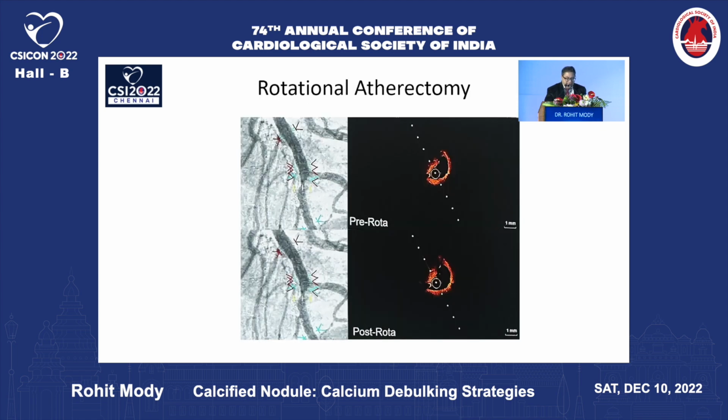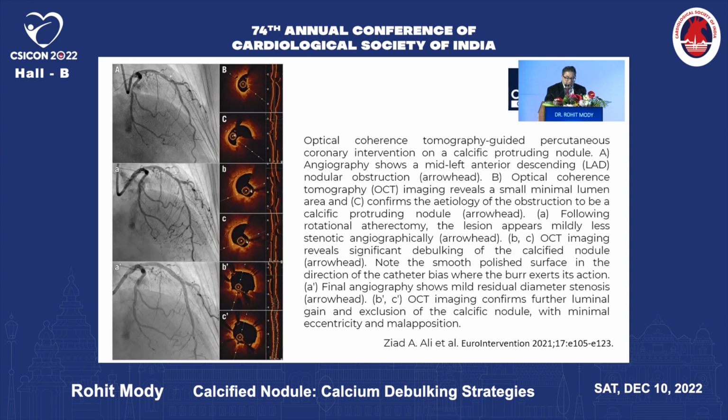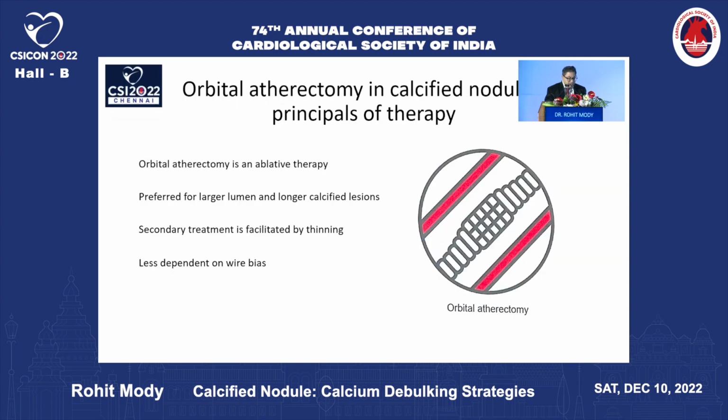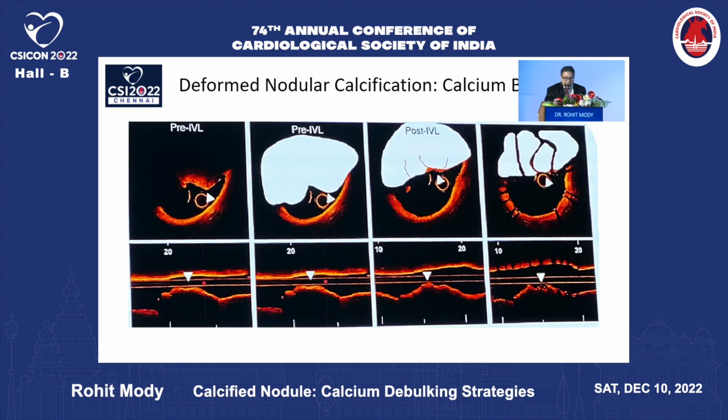This is a case where rotational atherectomy actually failed in a calcified nodule. There was a wire bias away from the side of the nodule, so it couldn't ablate the nodule. This is a picture where the eruptive nodule was debulked. Then orbital atherectomy can be used as ablative therapy. This is less dependent on wire bias. This is an example of orbital atherectomy being done.